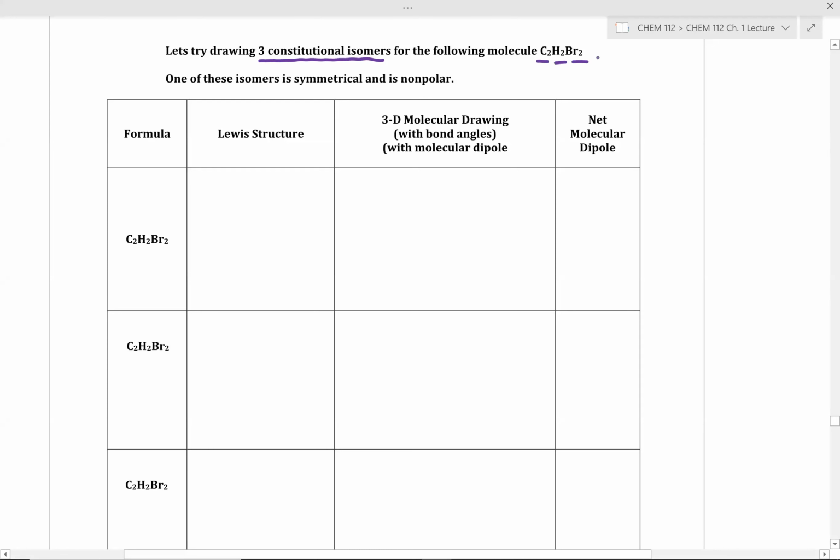C2H2Br2. So I'm going to start us off with our first Lewis structure. I'll draw both the Lewis structure and the bond line structure. We've actually drawn this Lewis structure in an earlier class session, and the first potential constitutional isomer looks something like this.